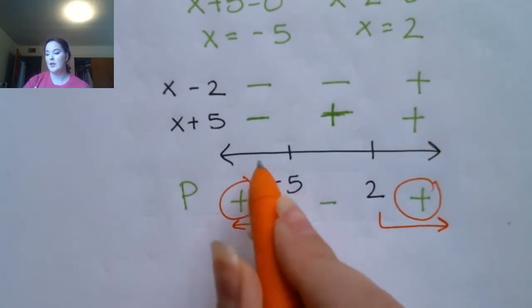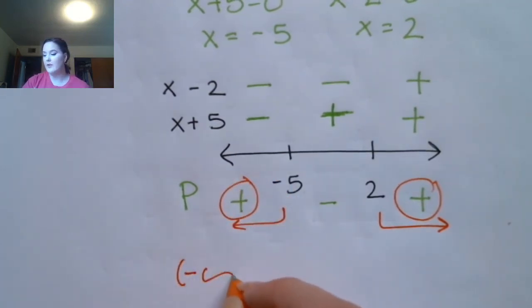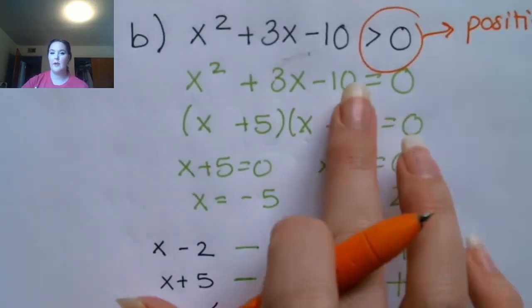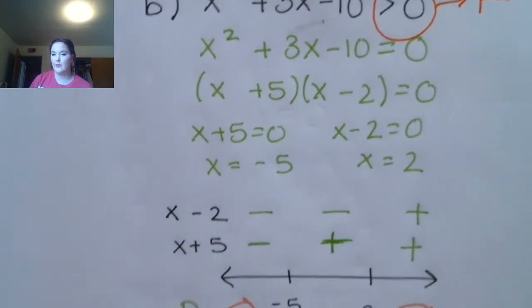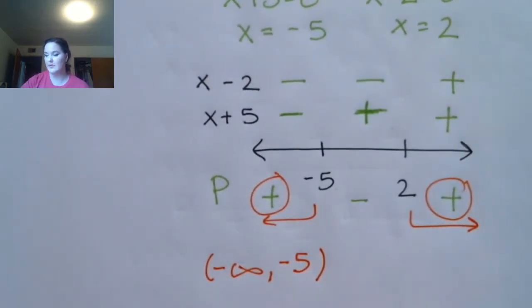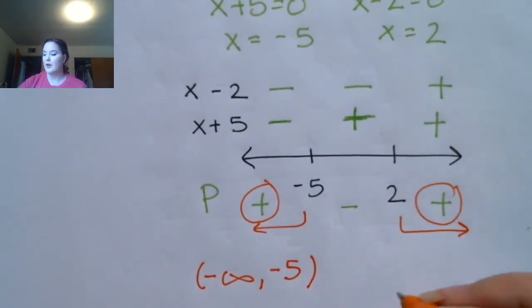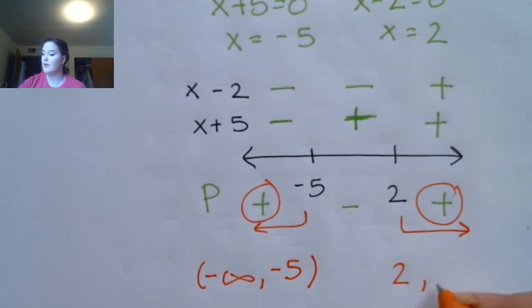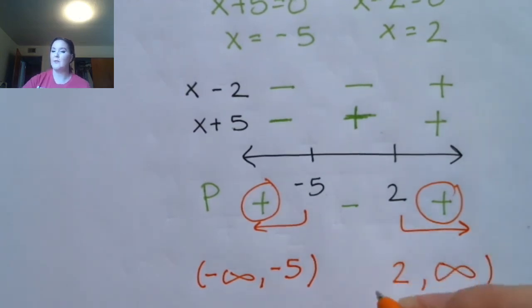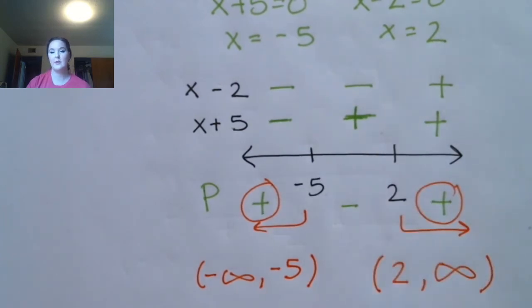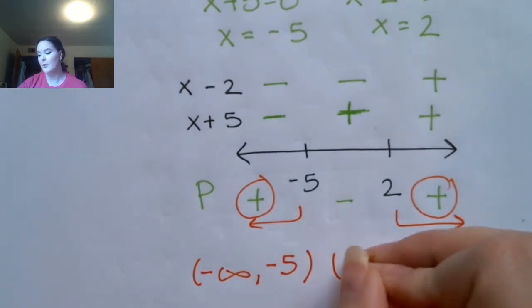So the interval for this part is -infinity up to -5. Because I have greater than and not greater than or equal to, I'm going to use parentheses. Then I'm going to start at 2 and it goes off to infinity. Always use parentheses with infinity. And again, because I have greater than instead of greater than or equal to, I'm going to use parentheses here. Whenever I have two intervals like this, I'm going to join them with the union.